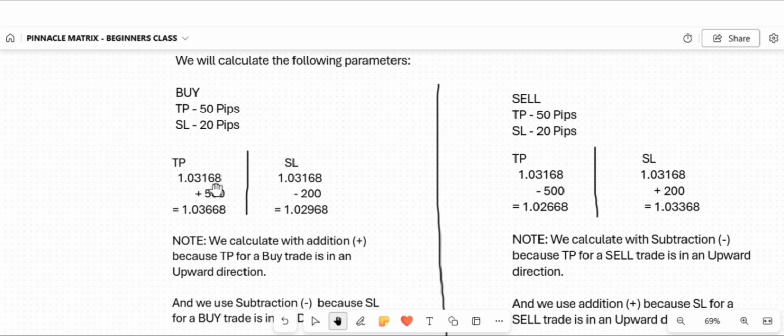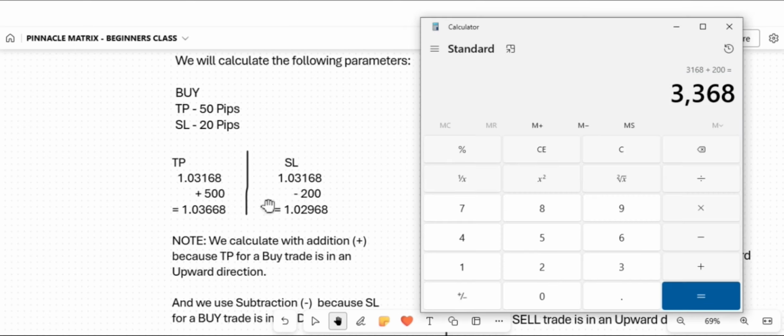Plus sign 500. So 1.03168 plus 500. Now note, you are not going to input 1.03168 in your calculator. It's supposed to be 03168, but normally when you type 0 on your calculator, it's not going to display 0. So for the purpose of our calculation, our number is going to start at 3168 plus 500, which now gives us this price.